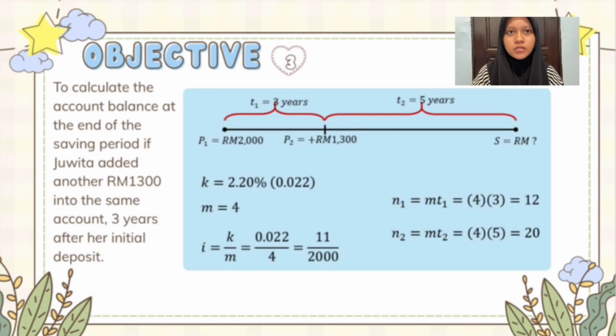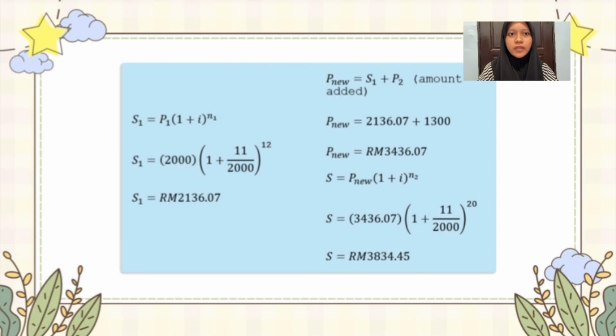N1 equals M T1 equals 4 multiplied by 3 equals 12. N2 equals M T2 equals 4 multiplied by 5 equals 20. For the calculation, we need to find the S1 first. We need to use the formula S1 equals P1, open the bracket, 1 plus I, close the bracket, to the power of N1. Next, S1 equals 2,000, open the bracket, 1 plus 11 over 2,000, close the bracket, to the power of 12. Next, S1 equals 2,136 ringgit and 7 cents.